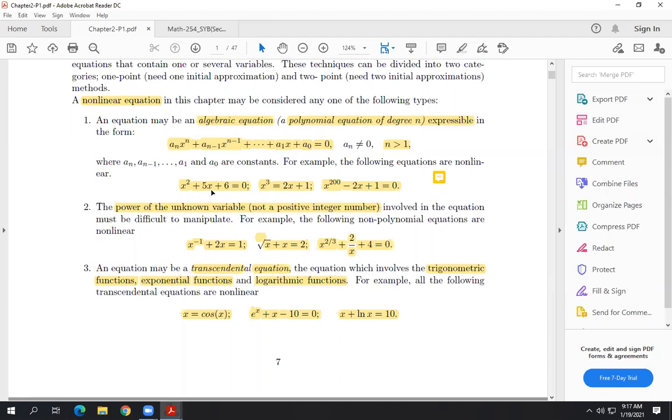We simplify by finding two numbers, right? We find two numbers whose sum is 5 and whose product is 6, which are 2 and 3. Yes. So the roots are minus 3 and minus 2. And why do we call minus 3 and minus 2 roots?